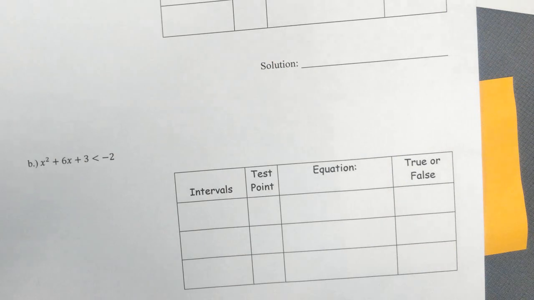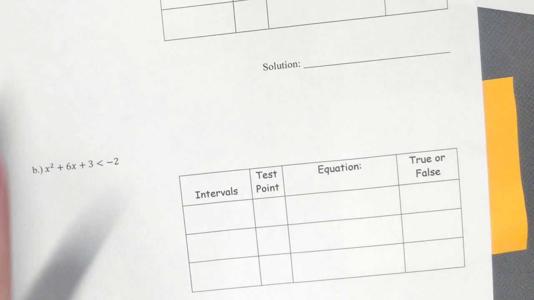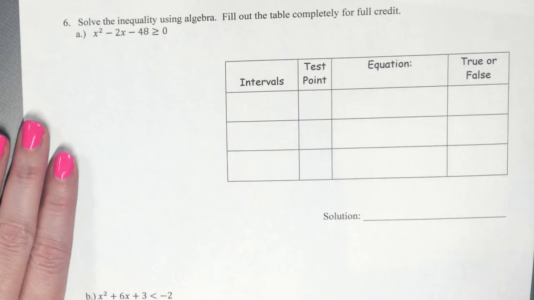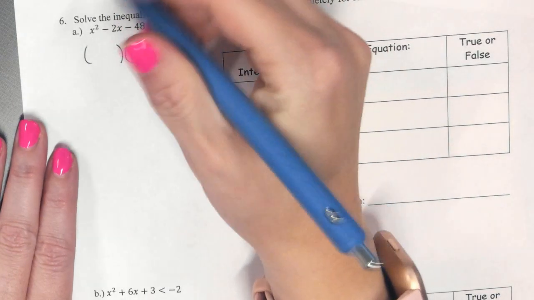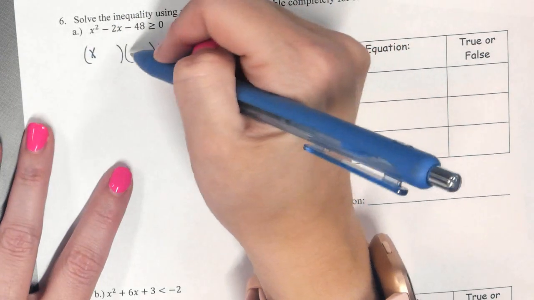Now, the last page is about solving the inequalities, and then doing that using algebra. And you're going to have a table that's already set up just like this. So, the work that I need to see is your factoring. So, what multiplies to -48 adds to -2.